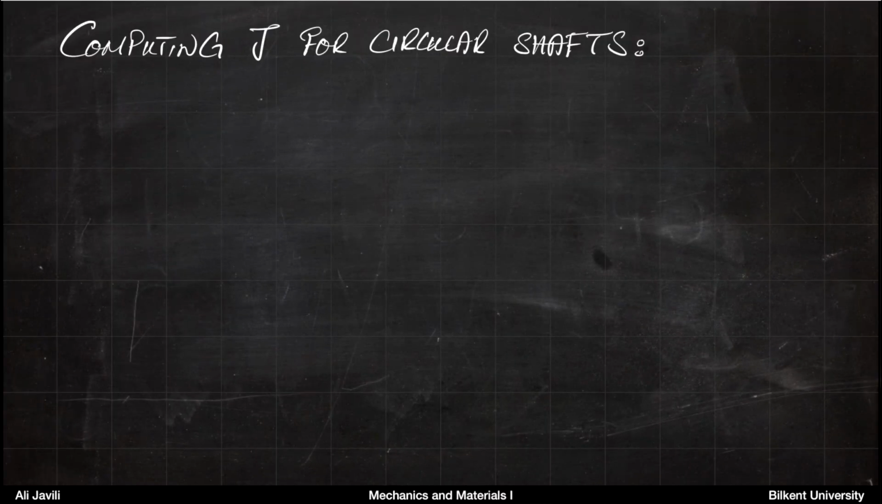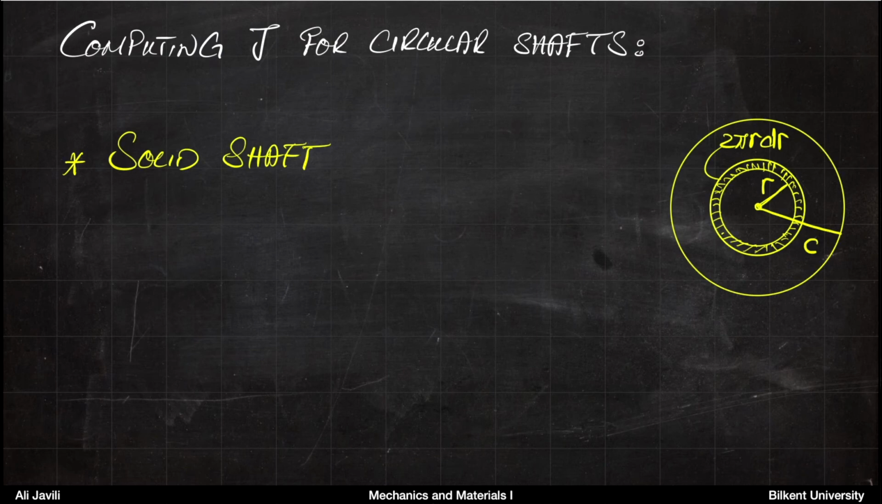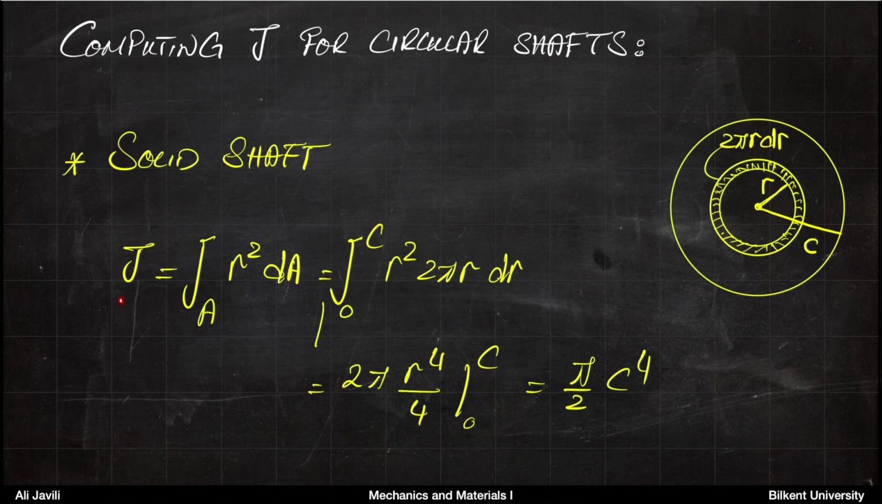So the next thing we want to do is to compute the polar moment of inertia J for circular shafts. And then again, circular shafts are the only types of shaft that we are interested in for this discussion here. So first, think of a solid shaft. So solid shaft in the sense that it is not a hollow cylinder, it's a full shaft. Now, for that one, if you want to calculate J, it is the integral of r squared dA over the area.